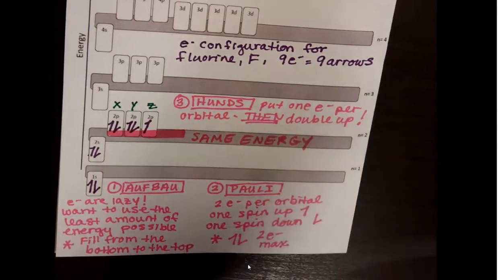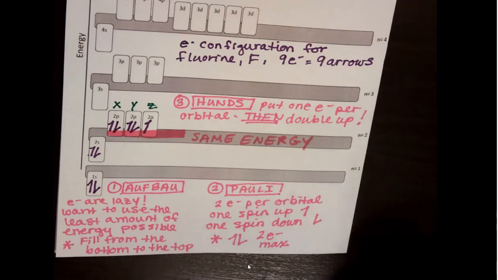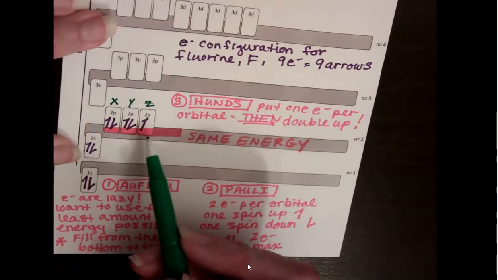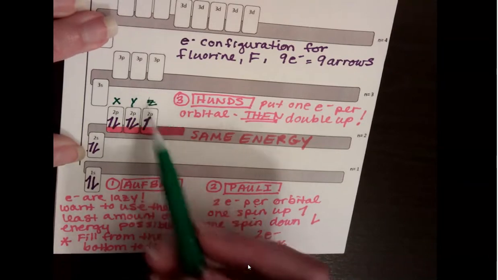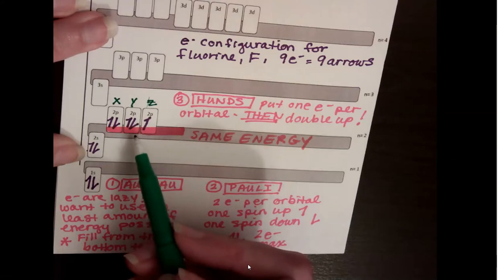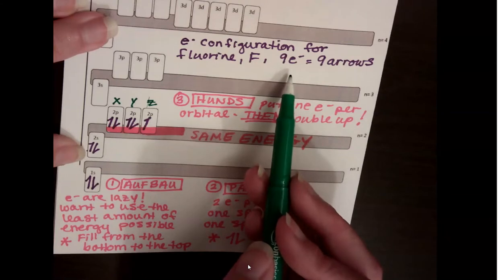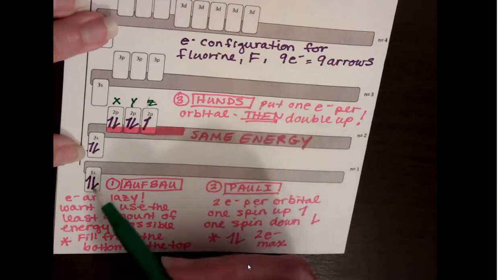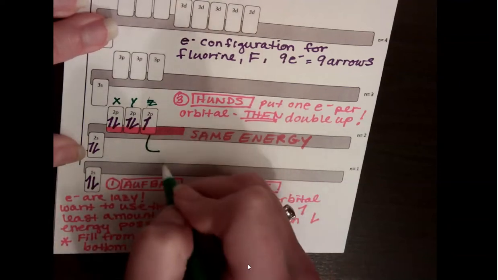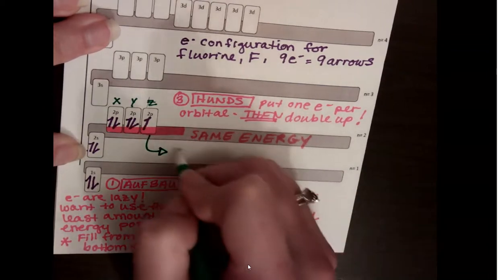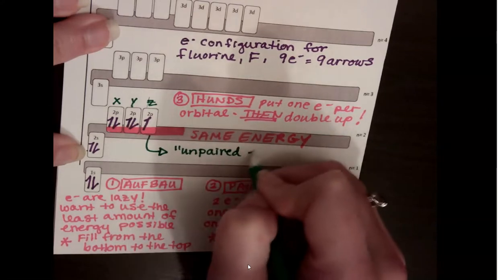9. Now sometimes at this point people look at this and they think, oh no, something's wrong. This box is not full. That's fine. It does not have to be full. It can be empty, it could be half full, or it could be totally full. What matters is that you use the correct number of electrons. Fluorine only has 9 electrons, so I better only have 9 electrons here. When you have an empty box like that, we call that an unpaired electron.